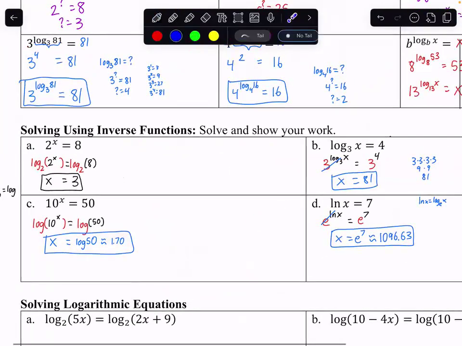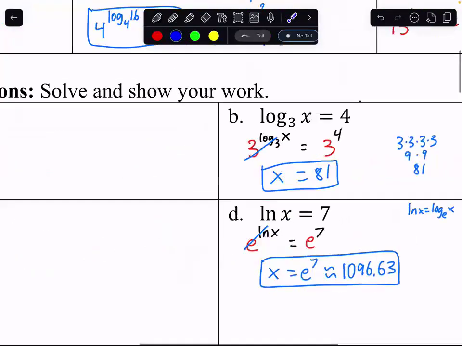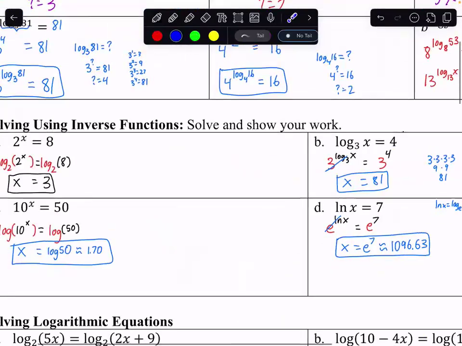Okay, so those will be key skills in solving equations. Again, you either do some sort of logarithm to both sides, or if the logarithm's already there, you make both sides the exponent. So do we have questions on any of these?